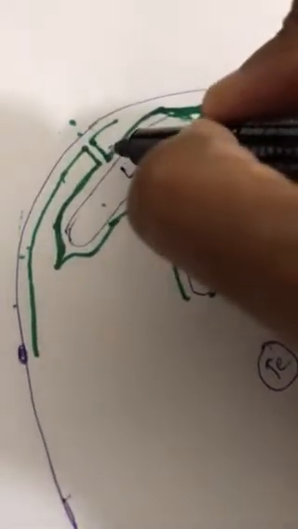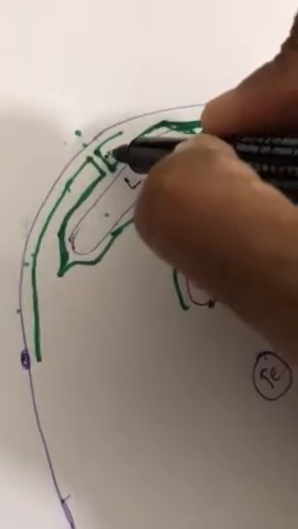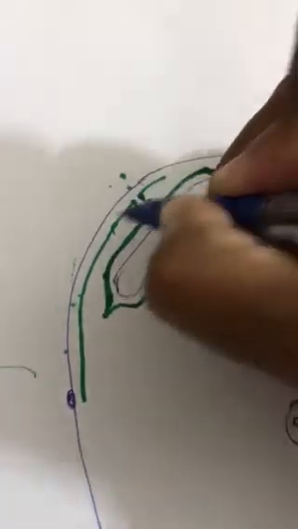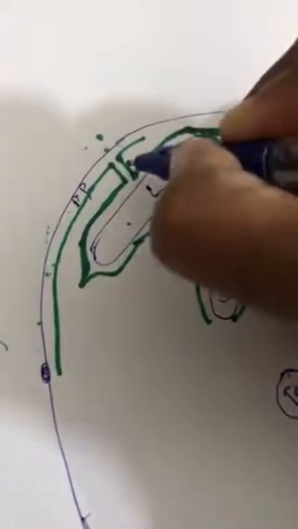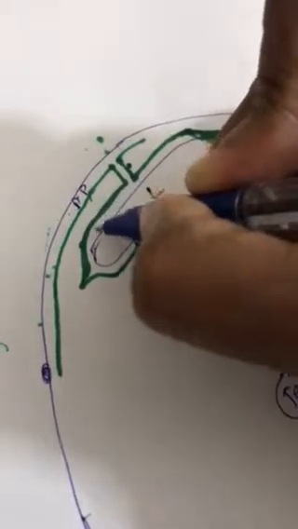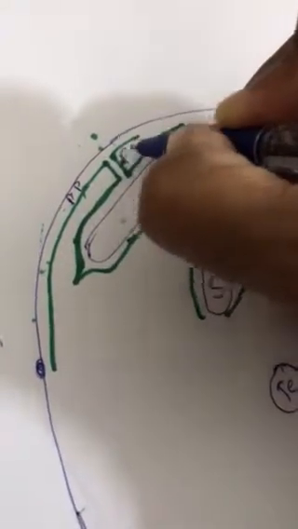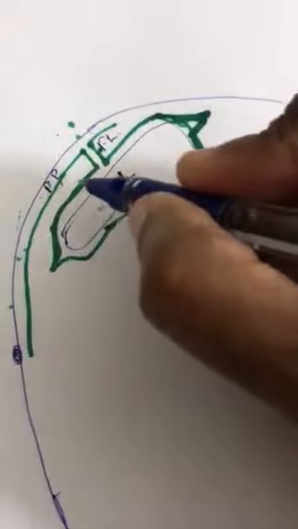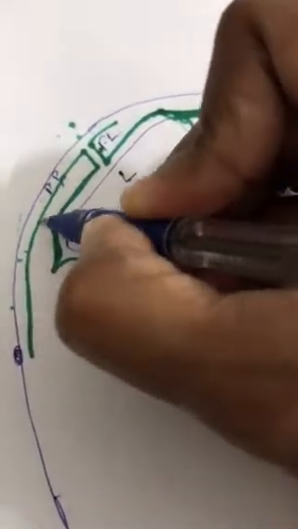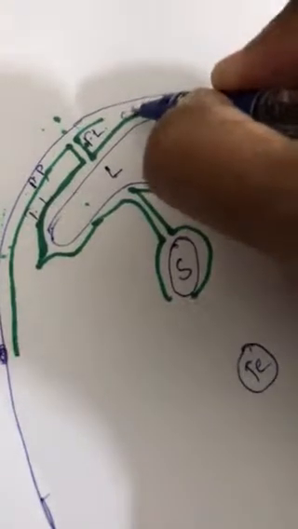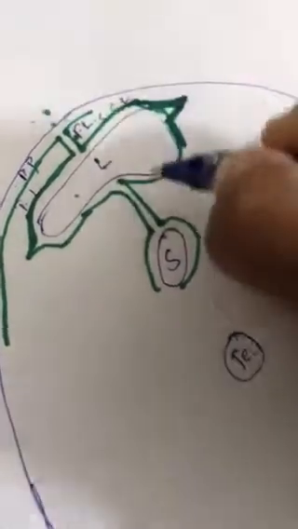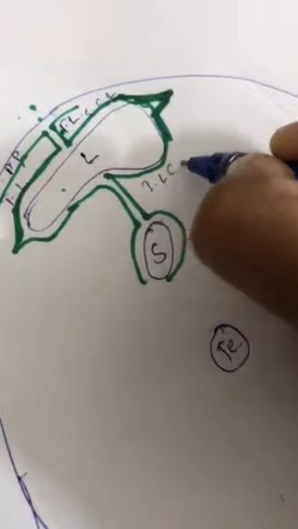Now we have to name the structures. This is called the falciform ligament. This is the parietal peritoneum. Since it is lying on the liver surface, it becomes the visceral peritoneum. So this is your falciform ligament, and here is your triangular ligament because it is on the left side, and on the right side it is called the coronary ligament, the superior layer of the coronary ligament. This is the inferior layer of the coronary ligament.